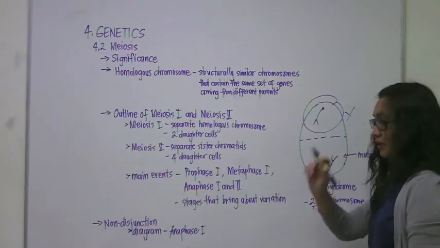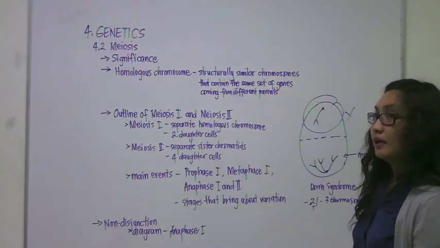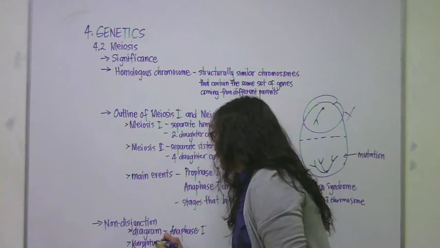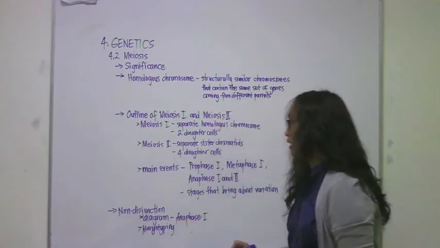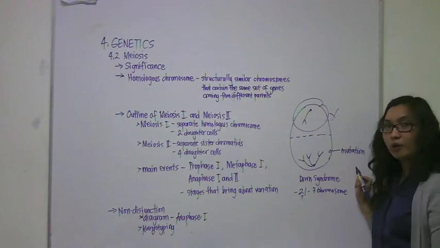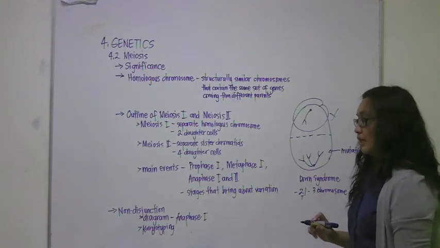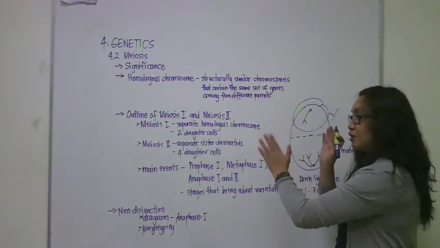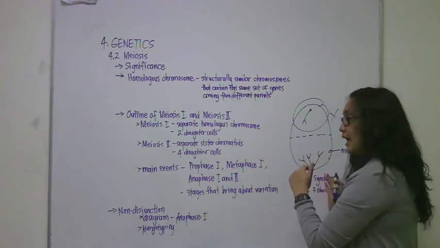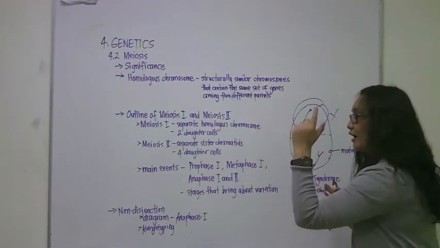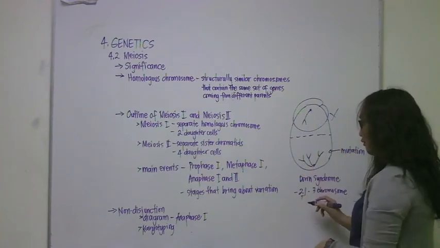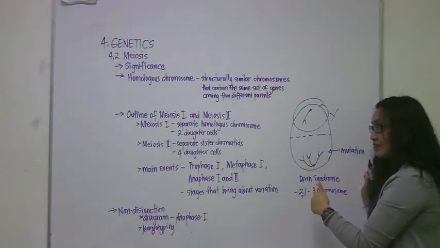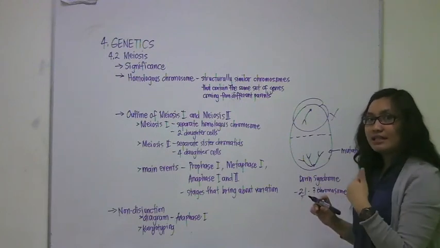We can also show non-disjunction in karyotyping. Karyotyping is basically a process of taking a photo of the whole set of chromosomes that is not undergoing cell division, of course. We line up the chromosomes according to size, and since they occur in pairs, we can see that on the 21st chromosome there are three chromosomes present, which indicates that this individual has Down syndrome.